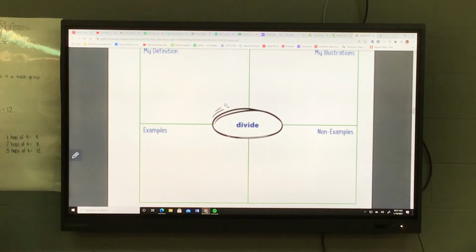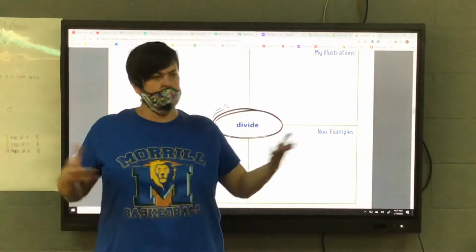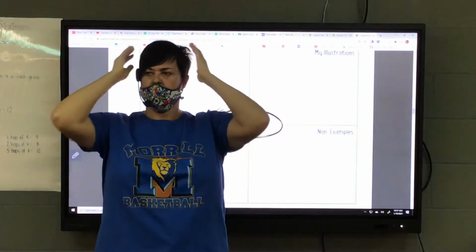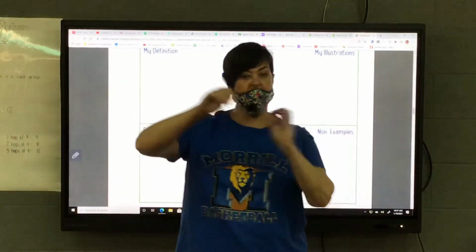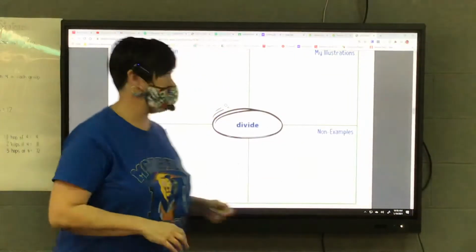So, divide, what does it mean to divide? If you divide something, what are you doing? Are you putting things together? No. What are we doing then when we divide? Dividing them into two equal groups. Right, we're breaking them apart into equal groups, aren't we?